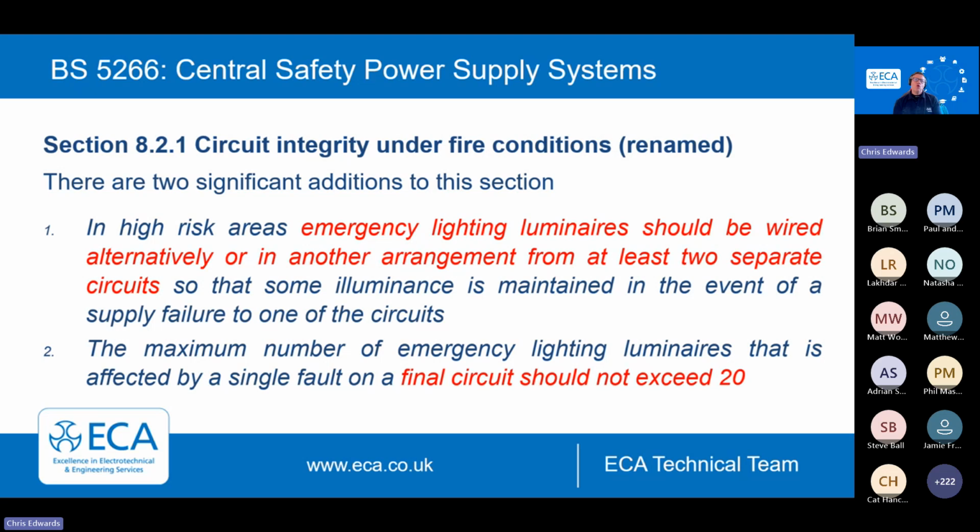Now, this is something for just central safety power supply systems. Circuit integrity under fire conditions, of course. There are two significant additions to this section, and very similar to something that we saw earlier. In high-risk areas, emergency lighting luminaires should be wired alternately or in another arrangement from at least two separate circuits. And it's all to do with redundancy or fault. And point number two, whatever the scenario, each circuit should not exceed 20 luminaires.